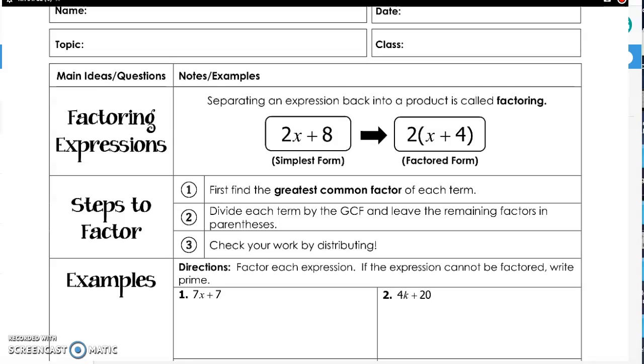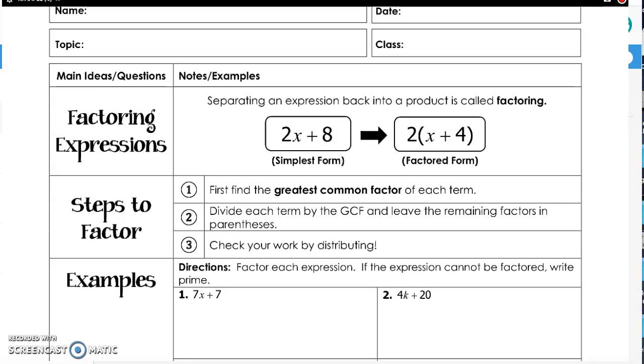On page 2.8, we are going to look at factoring expressions. So what this does is it undoes distributing. So you can see there the simplest form, we have 2x plus 8, but then factored, we actually take the 2 on the outside. So what you do is you find the greatest common factor of the two terms.